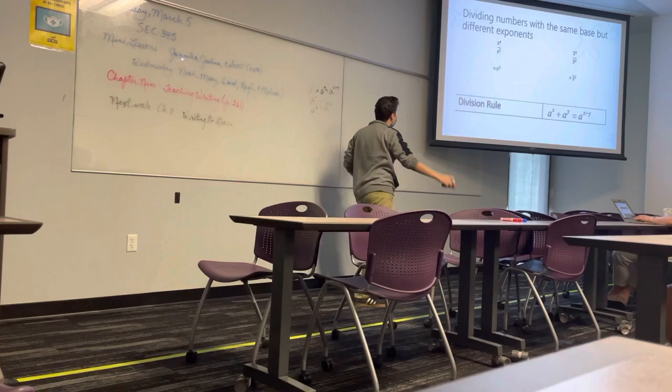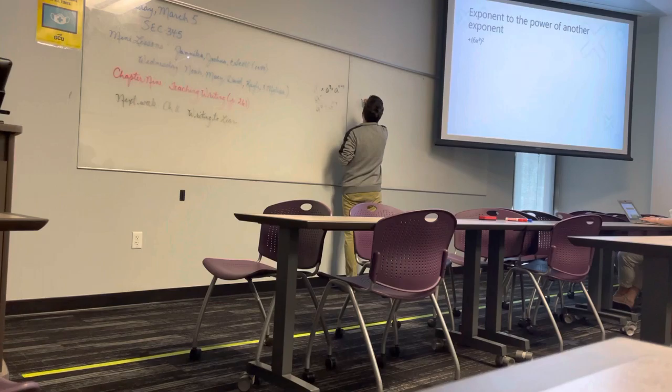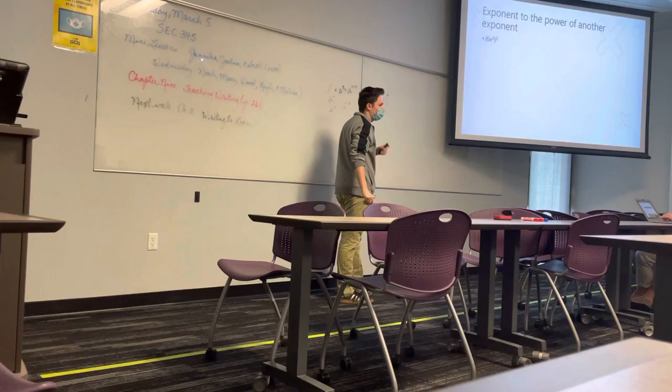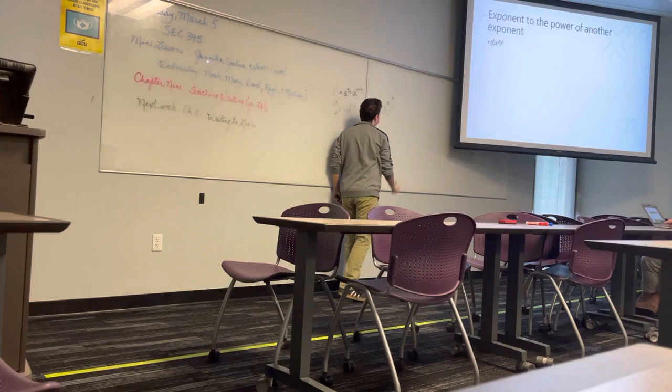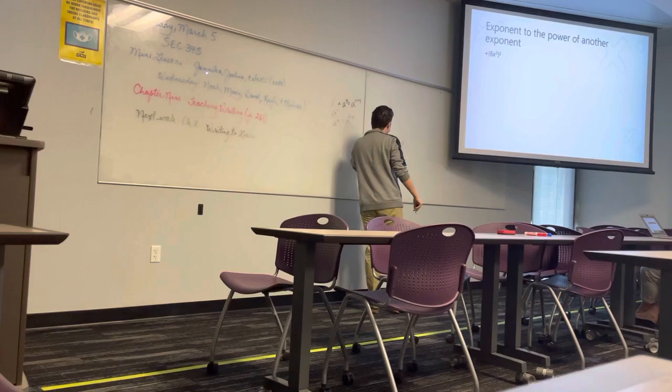Alright, next, an exponent to the power of another exponent. That's something like 6x cubed, all squared. So remember, when we're doing exponents, if we had 2 squared, that just means we're doing 2 times 2, right? So if we're doing this to the power of 2, that just means we're multiplying what's within the parentheses by itself. So we would have 6x to the 3rd times 6x to the third. So what we would be doing here is multiplying these two numbers first, which is 36.